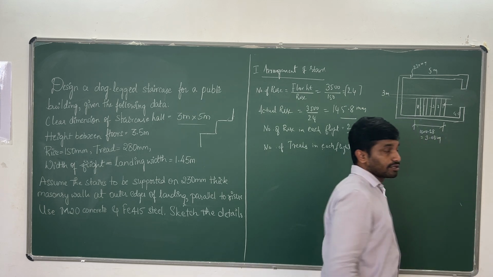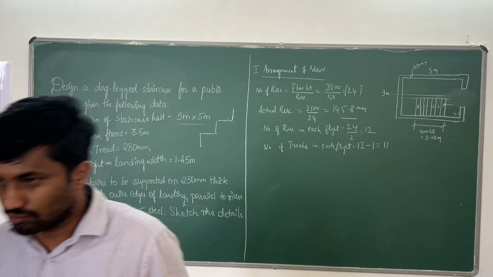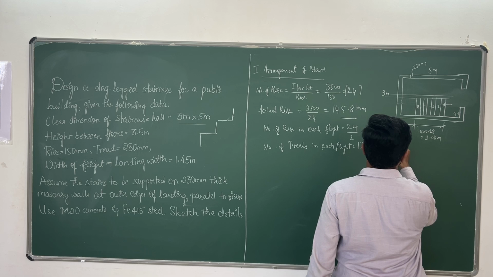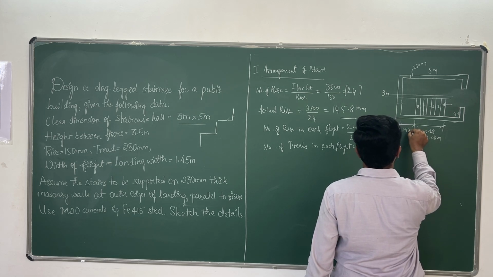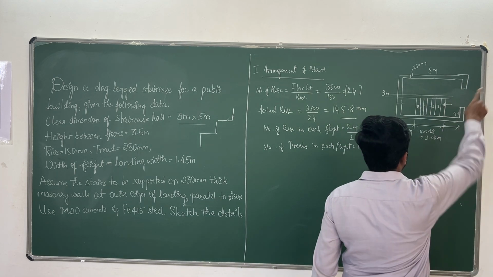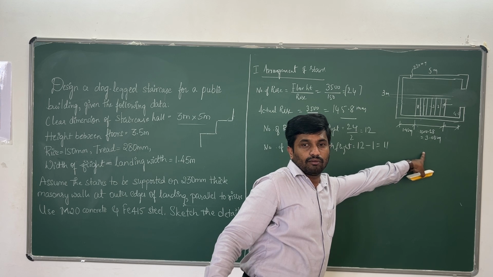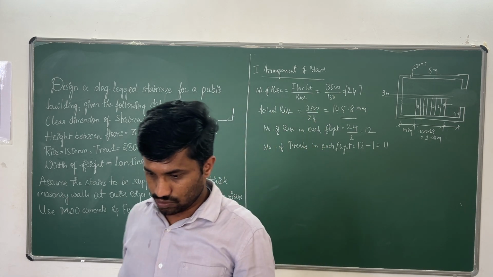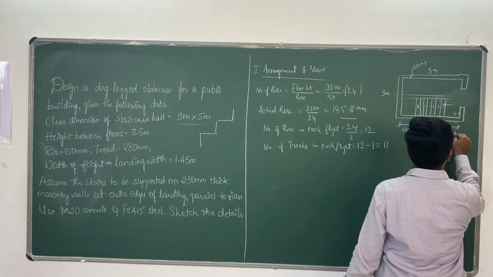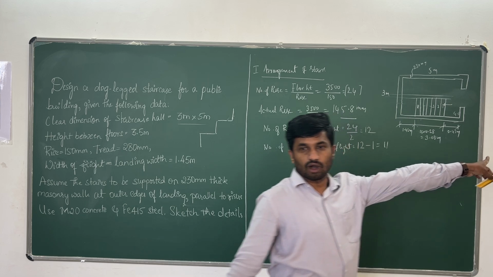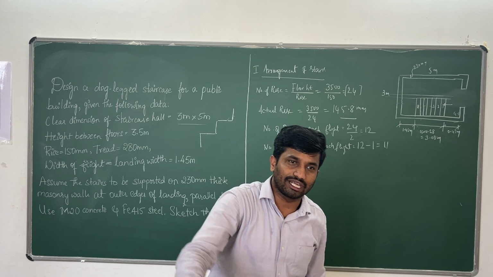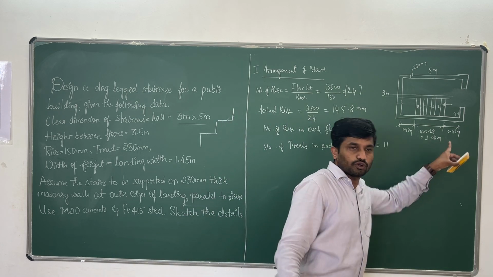Next, I know the landing. The landing is given. What is the landing width? 1.45 meters. Then the remaining distance is very simple to compute: 5 meters minus 1.45 minus 3.08. How much? 0.47 meters. So any doubts to compute this? The number of threads we know is 11 threads, 11 into 280 mm, 0.28 meters, we are getting 3.08 meters.